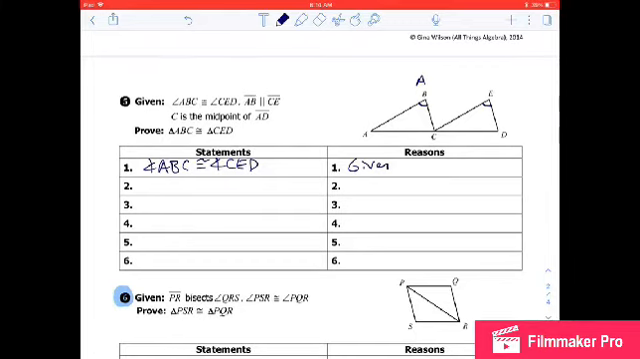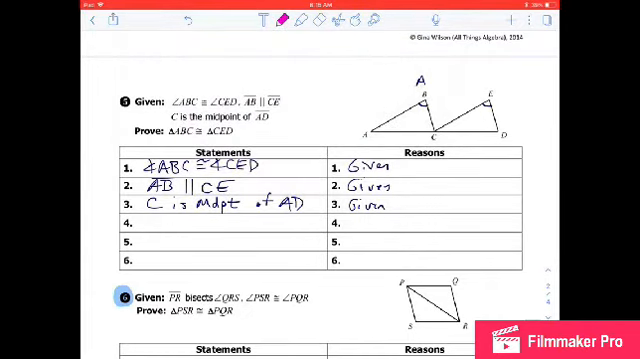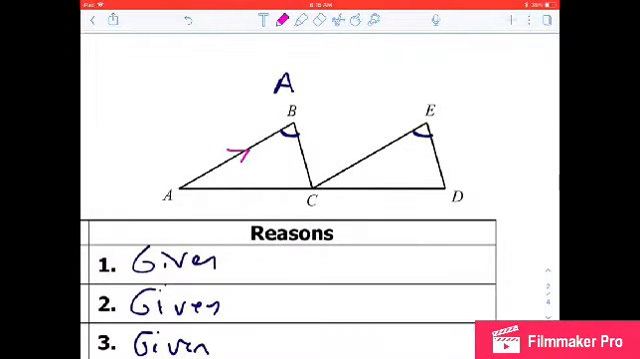So the second one says AB is parallel to CE, given. And the last given says C is the midpoint of AD, also a given. So now let's use the two givens we haven't used yet. So I already used the first given. The second given, AB is parallel to CE. AB, right there, parallel to CE.